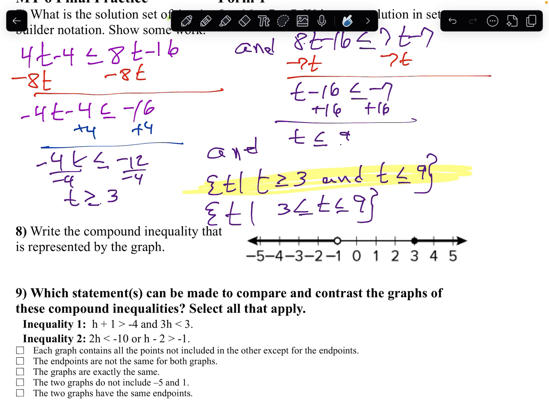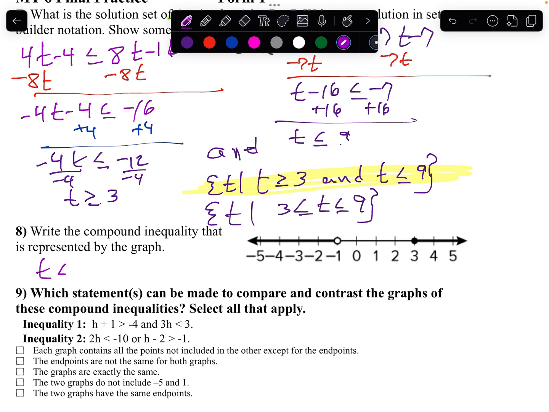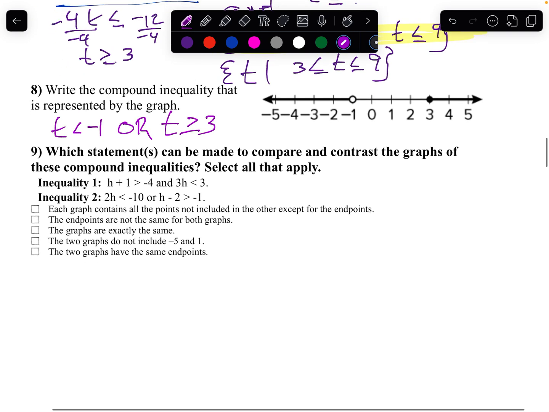Now on question 8, notice they're going in opposite directions. So that's an or problem. It says write it as a compound inequality. We're not doing any absolute value of anything. So we're just going to say t is less than negative 1, or t is greater than or equal to 3. And that's our answer.